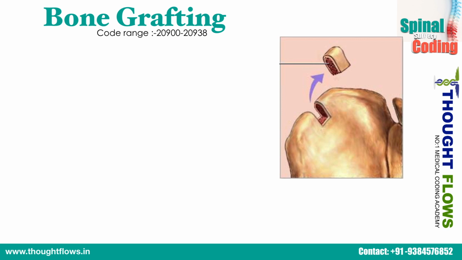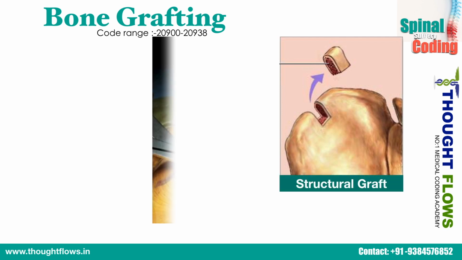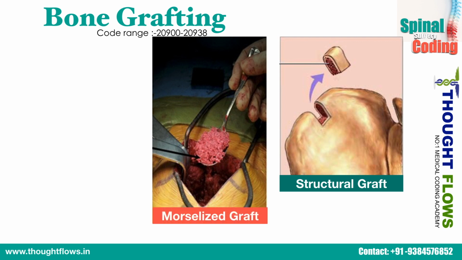Coming to autograft, it is a piece of bone that comes from within the patient's body, such as the ribs, hips, pelvis or wrist. And then allograft uses bone from a deceased donor or a cadaver donor that has been cleaned and stored in a tissue bank. On the other hand, in coding, we also see structural graft or morcellized graft. A structural graft is a bigger piece of bone, whereas morcellized means a smaller piece of bone or a paste of the bone prepared for grafting purposes.